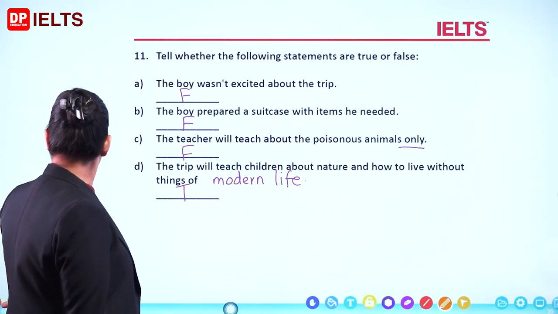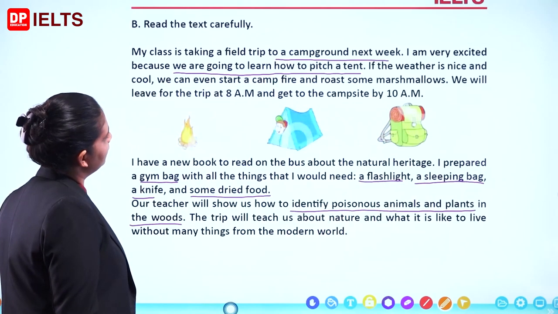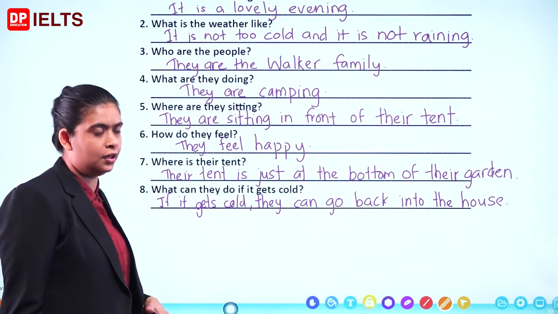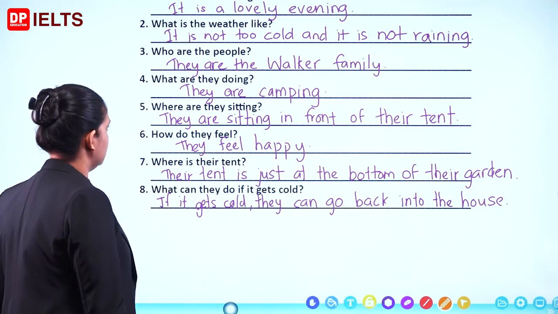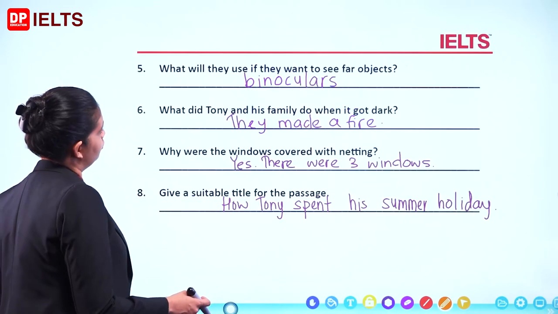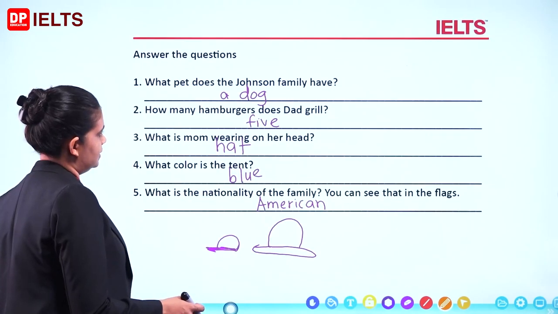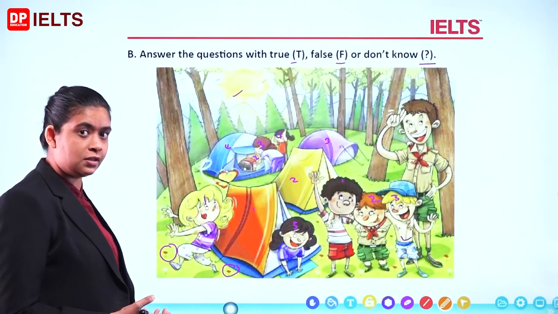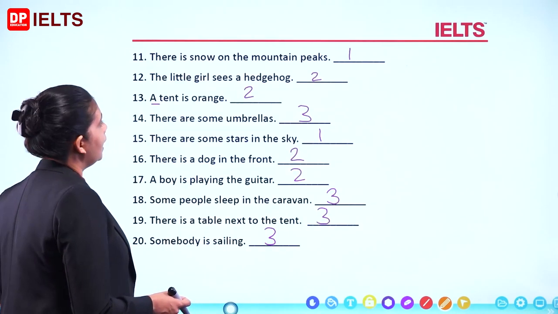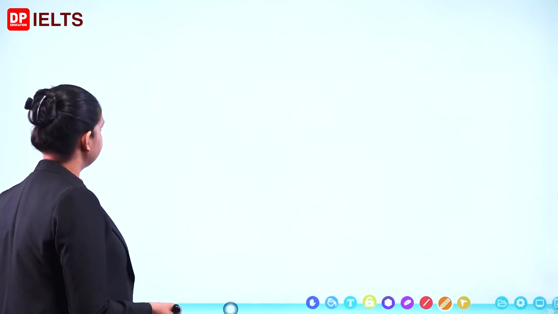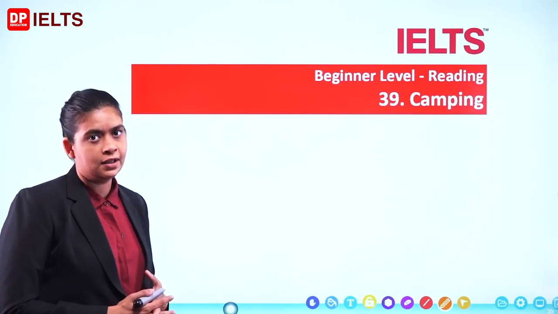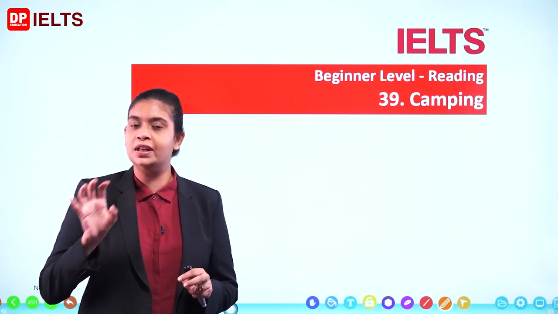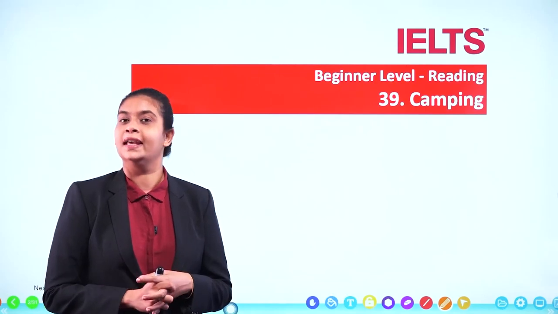Okay? Alright, so I think we've completed that lesson where we had a look at true, false, not given. We had a look at matching activities. It was more like comprehension questions done a lot here in this lesson. Okay. So with that, and I also gave you a little para to write to correct the errors. Okay. And matching activities. So I think with that, we've come to the end of this lesson where we had a look at different reading passages under the topic camping.